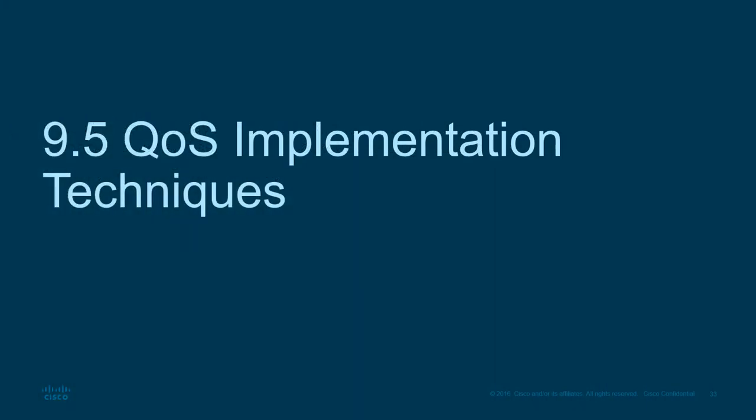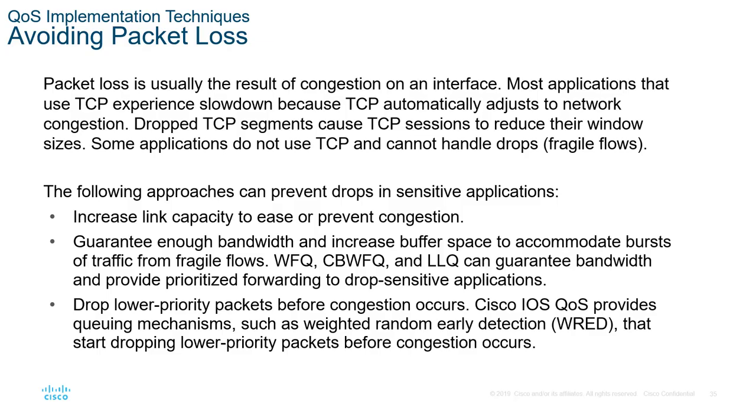So let's look at exactly that, the implementation of QoS techniques. How do we avoid packet loss? Packet loss is usually the result of congestion on an interface. Some applications that use TCP will experience slowdown because of the connection-oriented function of TCP, having to retransmit and so on. TCP cannot handle drops as easily because it will go through its entire process. With UDP, a drop is just ignored and they move forward. So the following approaches can prevent drops in more sensitive applications.